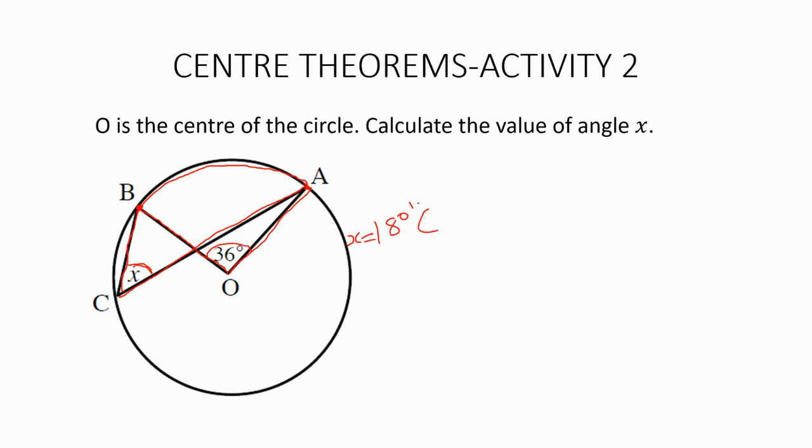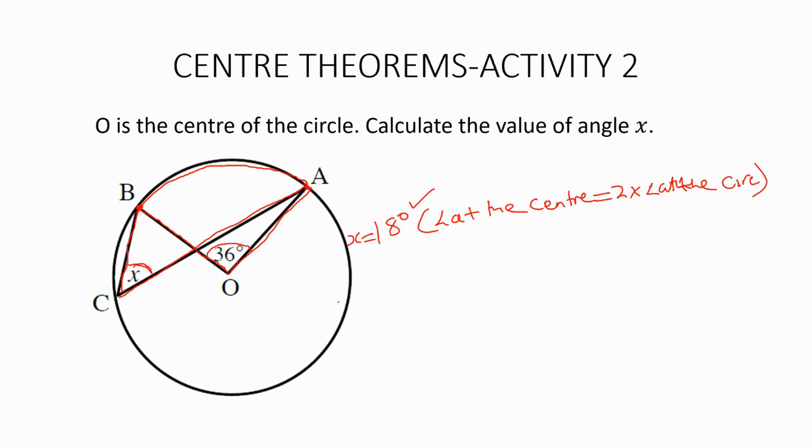Don't forget the reason. Statement and reason. Angle at the center equals 2 times angle at the circumference. Okay, right. Now I'm giving you the same things, but if you check, the diagrams are a bit different. I want you to be able to recognize all these different diagrams.